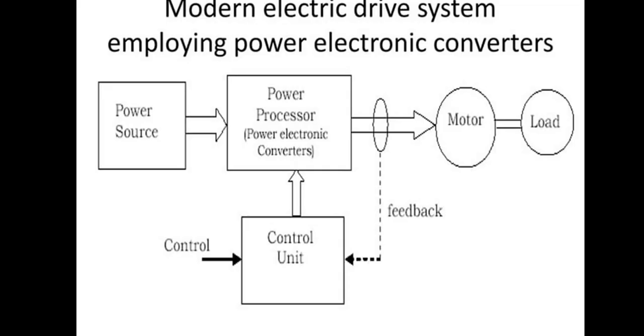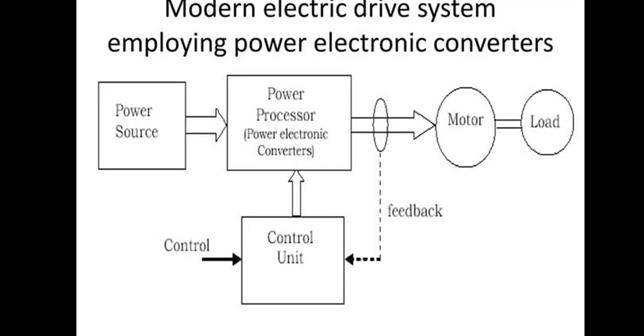Now the motor receives the processed electrical energy from the converter and converts it into mechanical energy. The motor drives the load, which could be a pump, fan, conveyor, or any mechanical system that needs motion. The performance of the load directly affects the torque and speed required from the motor.